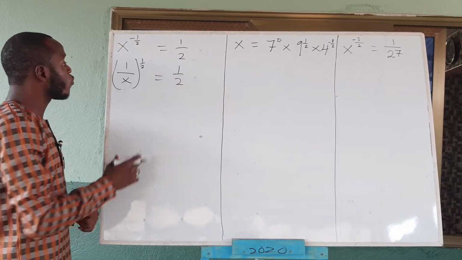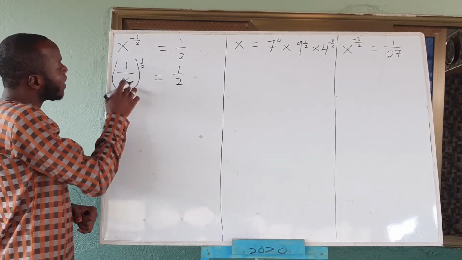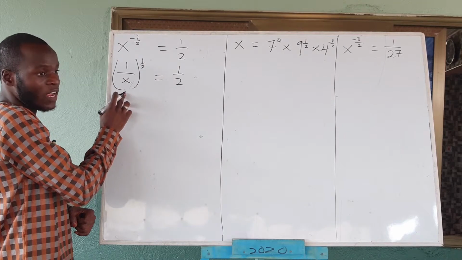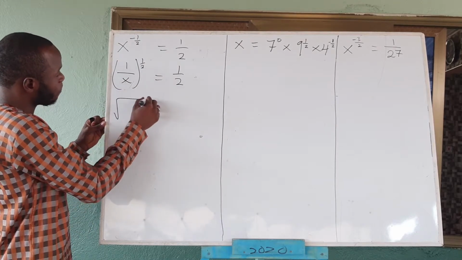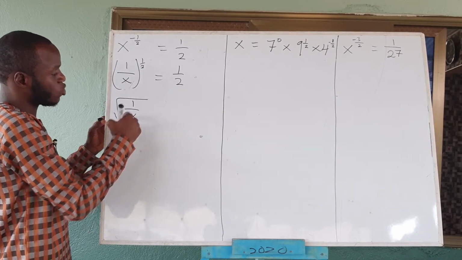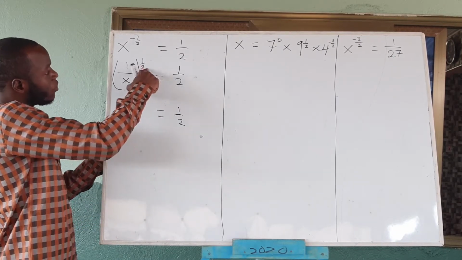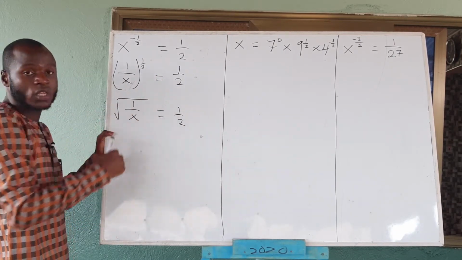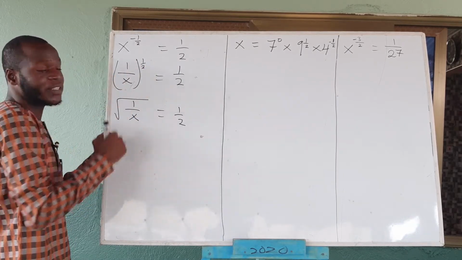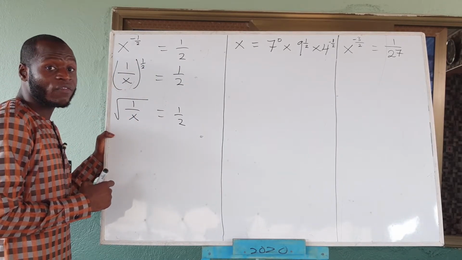From here, this power half means that we have a square root over here. So this is what it means, the square root of 1/x, which is equal to 1/2. To get rid of this power half, you have to square root the 1/x, and then you have gotten rid of the half at the power.